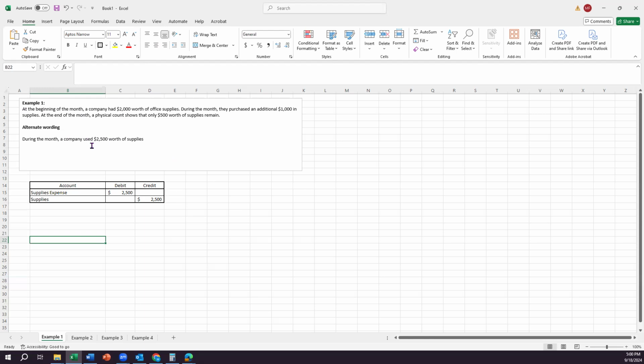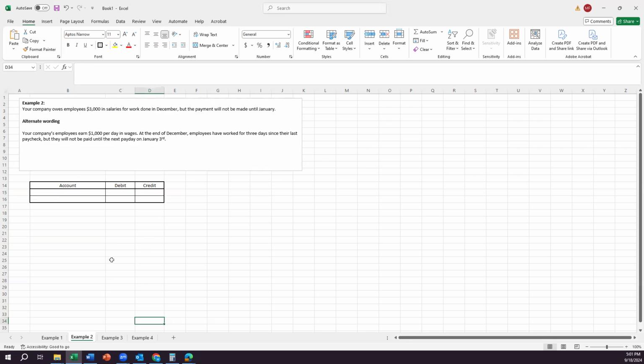So the key to these is always ask myself how much was consumed of the supplies, because the amount that was consumed or used up will be the amount I do the adjustment for. I'll claim that amount used up as an expense and reduce the asset by that much. Let me give you another example.